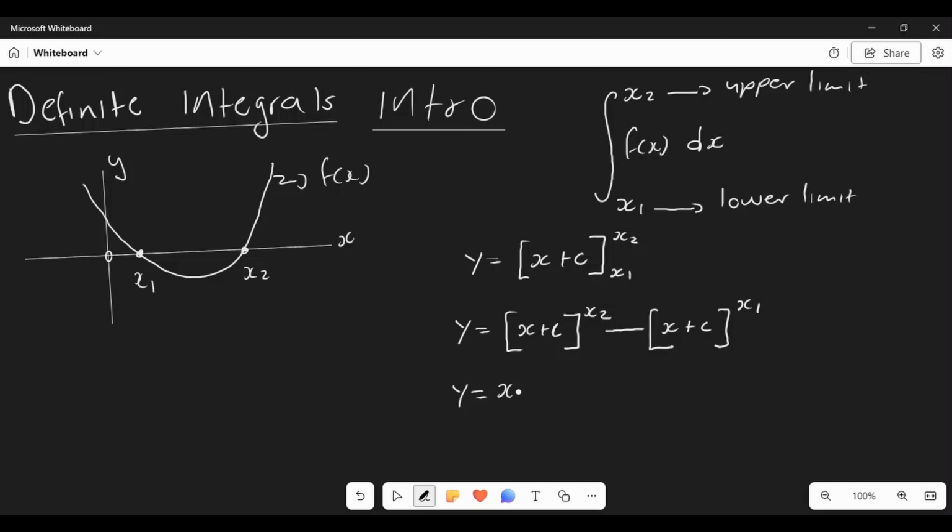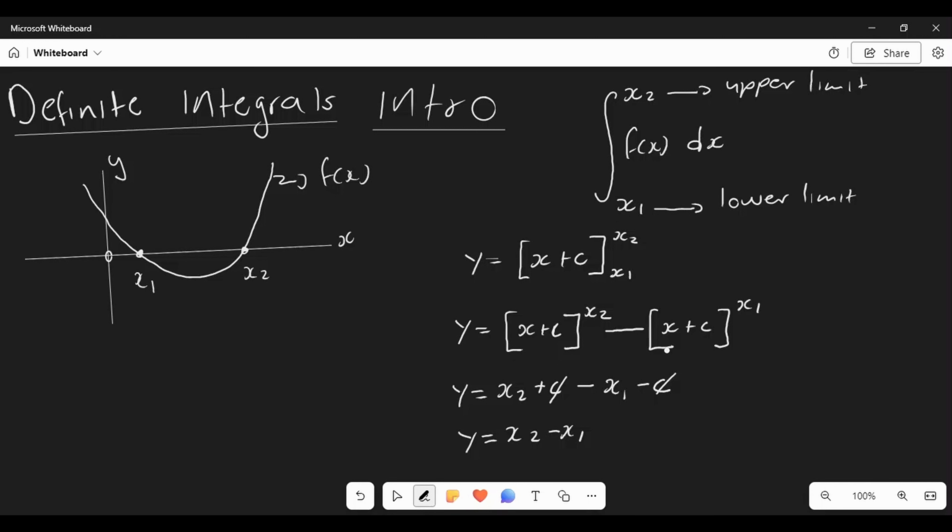In this case, our upper limit is x2 plus c, or constant here, and then minus. So we have to remove the bracket here, guys, right? When you remove the bracket, this becomes x1. Remember, we substitute here, but it's going to be minus x1 minus c. As we can see, the c and the c subtract each other. You're going to be left with x2 minus x1. So basically, this is how you calculate a definite integral.